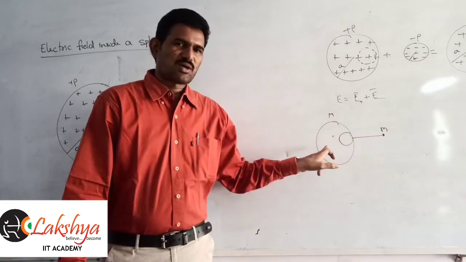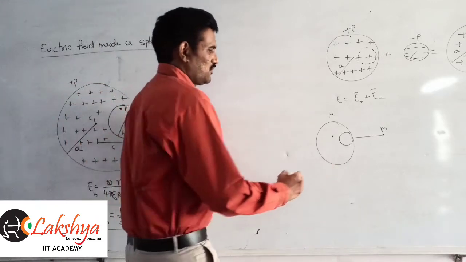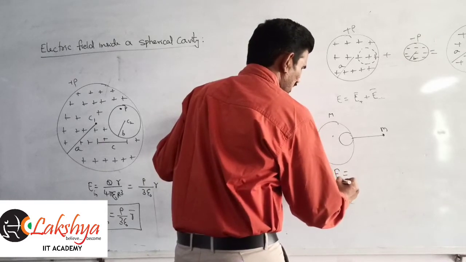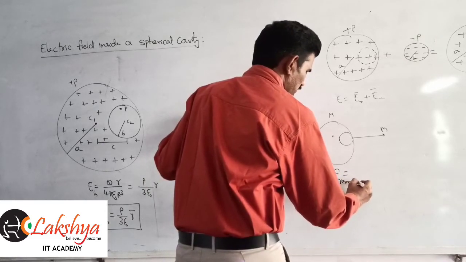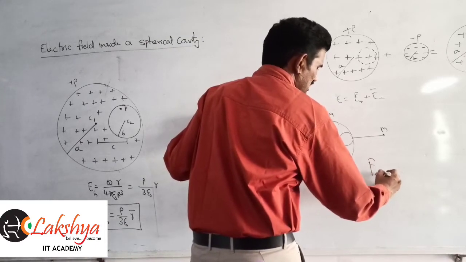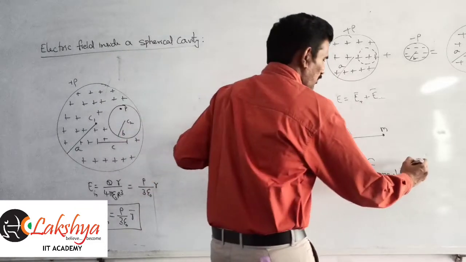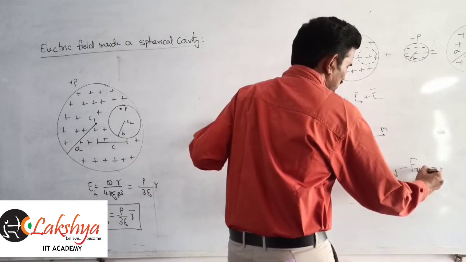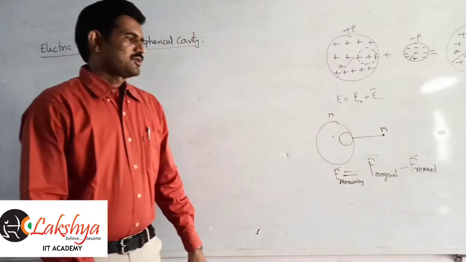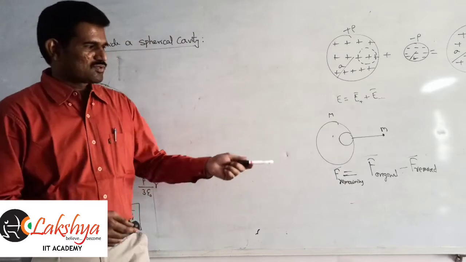sphere with a cavity. Then generally what we will do is, the force due to this remaining sphere is equal to, we can write as force due to original sphere, that means without any cavity, minus force due to removed part. Right? So that means the force due to this remaining sphere we can write as force due to original sphere minus force due to the removed part.